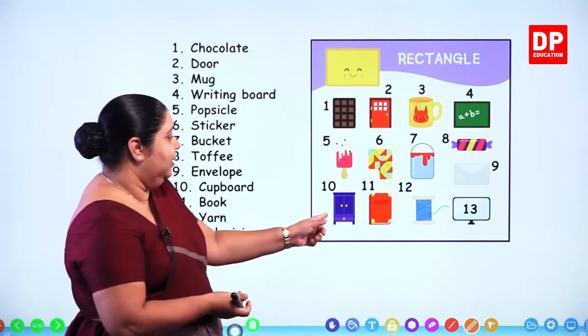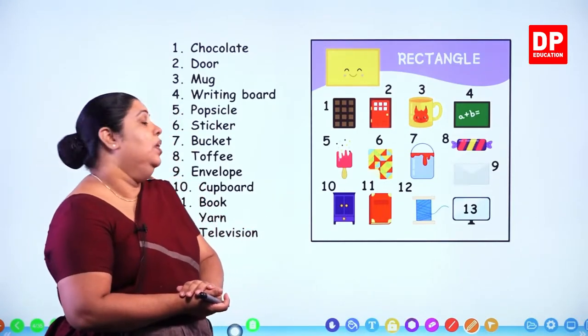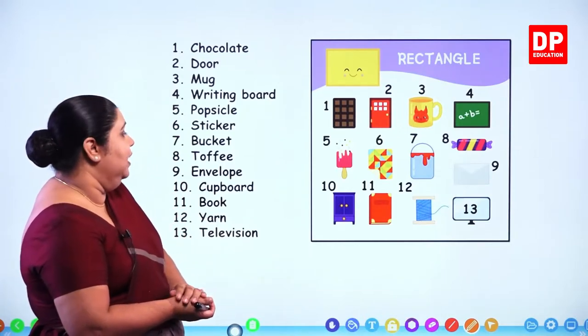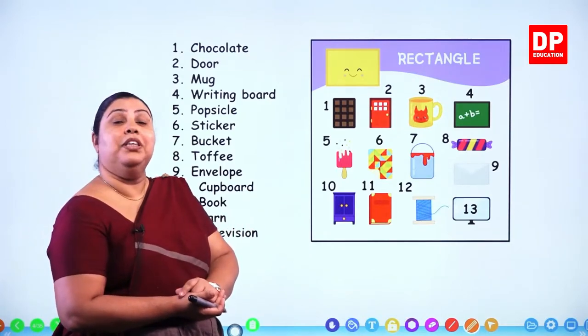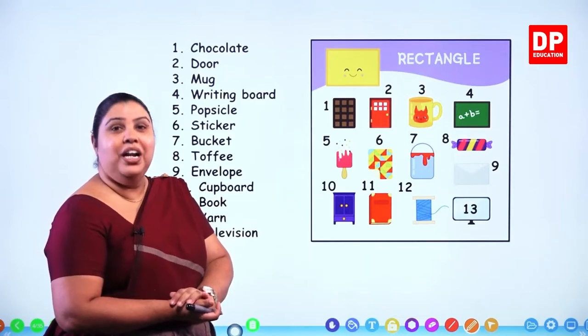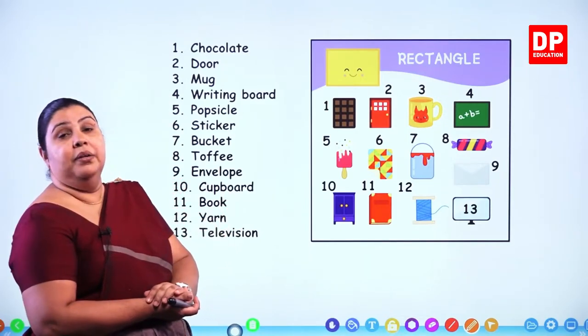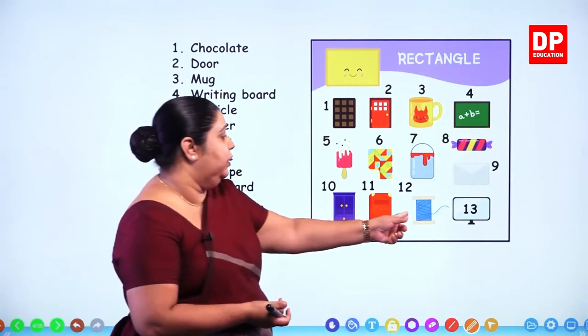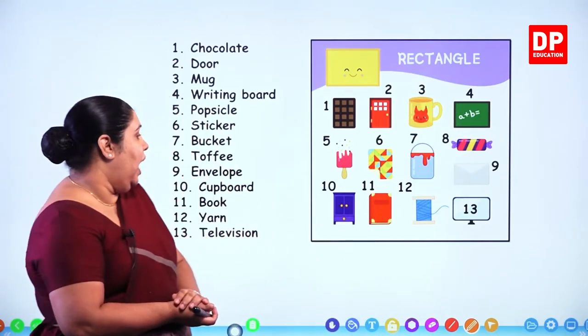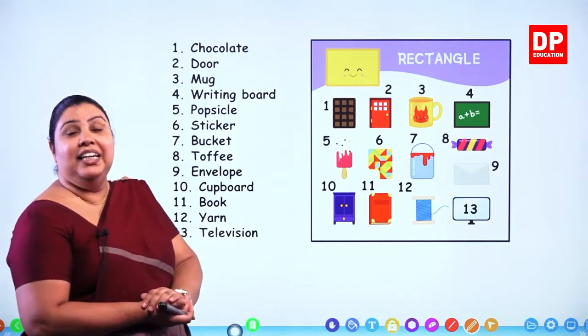Here, the cupboard. Cupboards are also in the shape of a rectangle. Book. Right. Then yarn. Number 12, yarn. And number 13.